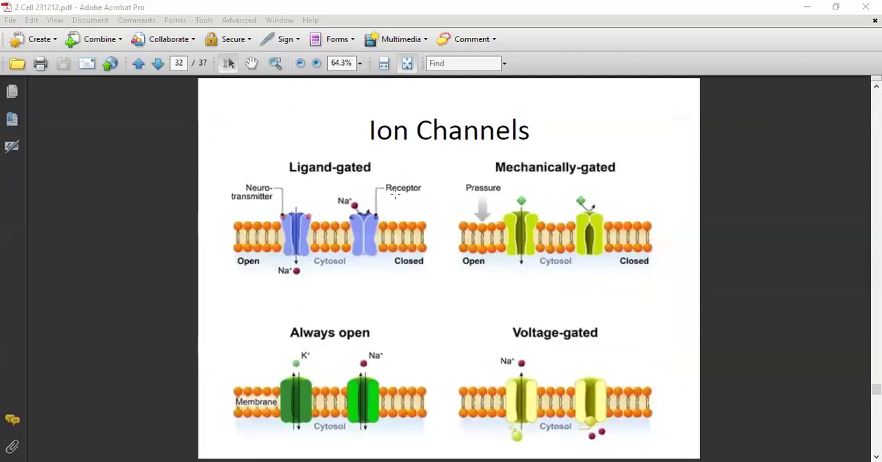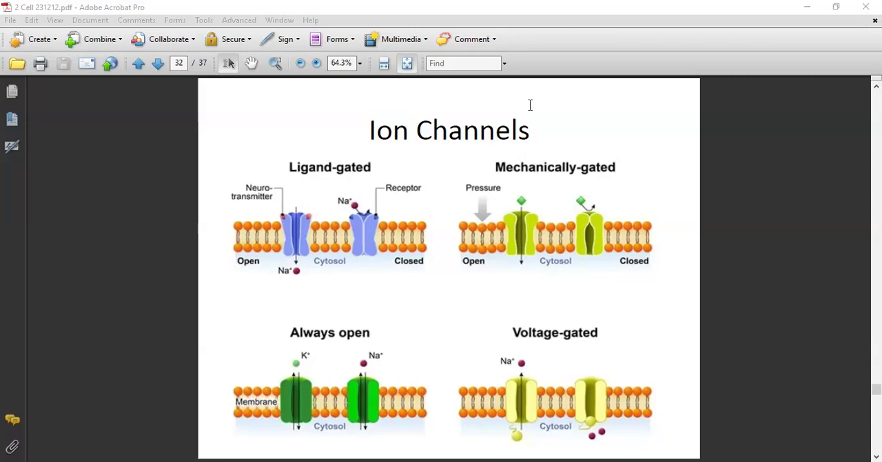Here, ion channel, we have 4 types. We have ligand-gated, mechanical-gated, which is kind of like sensory, always open, and voltage-gated, right? So these are the ion channels. And nicotinic acetylcholine receptor is a type of ligand-gated ion channel. So they will open, allow ion to go through. In this case, it's sodium. So that's just the same thing for our nicotinic acetylcholine receptor.